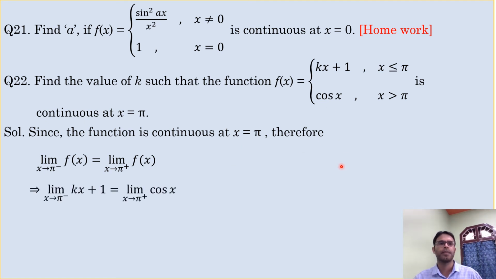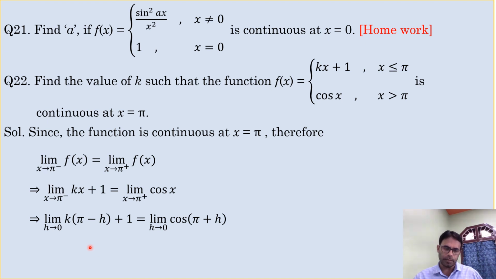So we write that line, and then make these limits in terms of h. So h tends to 0, k into x replaced by pi minus h, and here h tends to 0 and x is equal to pi plus this new variable h. Then using the limit here, it will be k pi only because h is 0, this plus 1 is remaining same, and is equal to cos of pi only, and cos pi value is minus 1, and this one should be shifted to the right hand side, so minus 2 on the right side, and so k will be equal to minus 2 by pi.